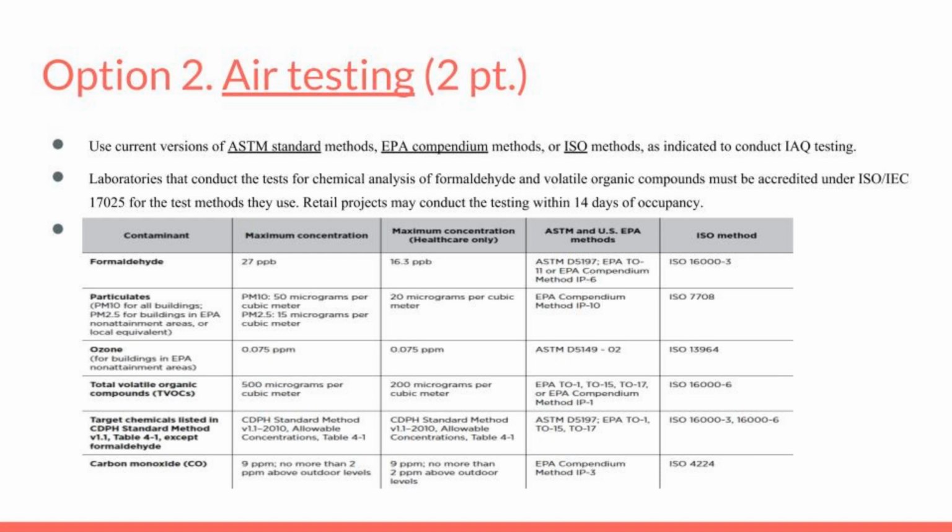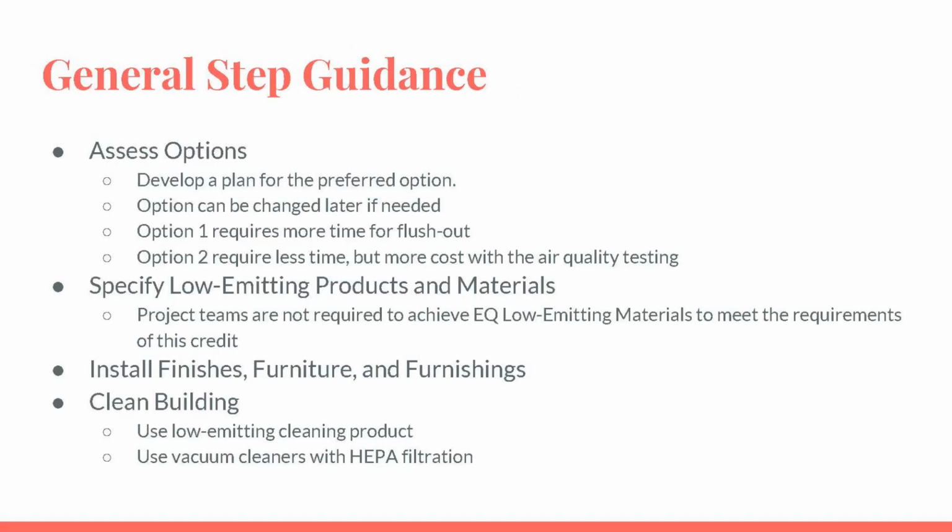Retail project may conduct the testing within 14 days for occupancy. There are 4 steps for option 2. The first is assess option to develop a plan for the preferred option, which can be changed later if needed. The option 1 requires more time for flush out, while option 2 requires less time but more cost with the air quality testing. The step 2 is specify low-emitting products and material, but project teams are not required to achieve EQ low-emitting material to meet the requirements for this credit.